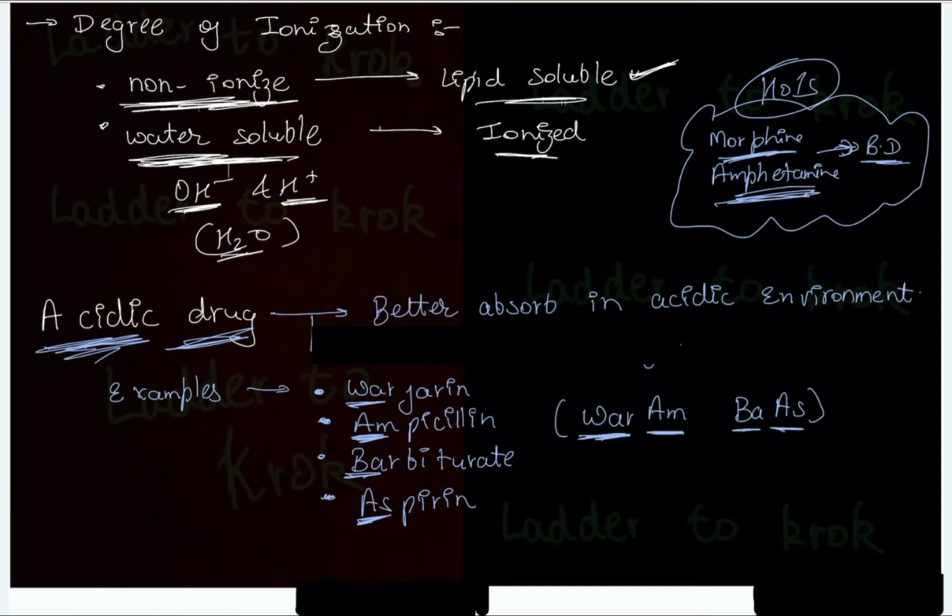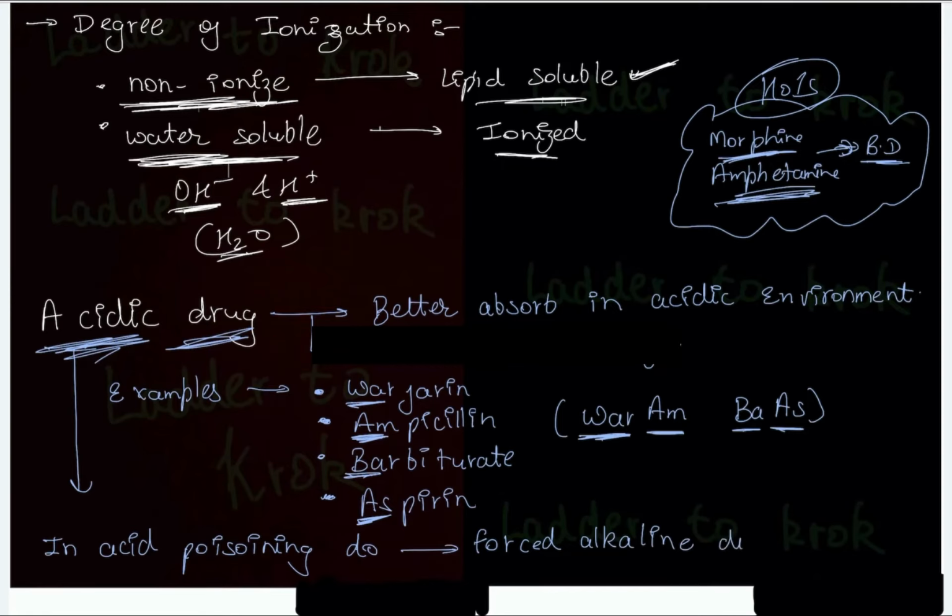Now what happens if someone has acidic drug poisoning? In acid poisoning, we do forced alkaline diuresis. Actually, what we do is make the patient's urine alkaline. In poisoning with these acidic drugs, we do forced alkaline diuresis, or we make the patient's urine alkaline.